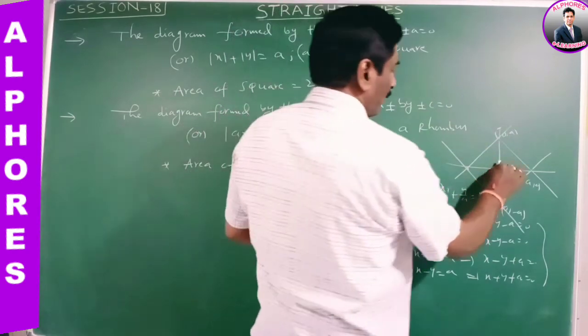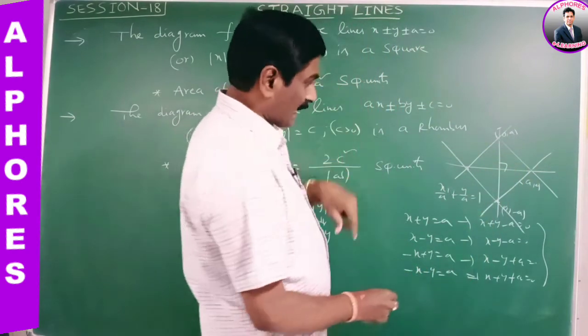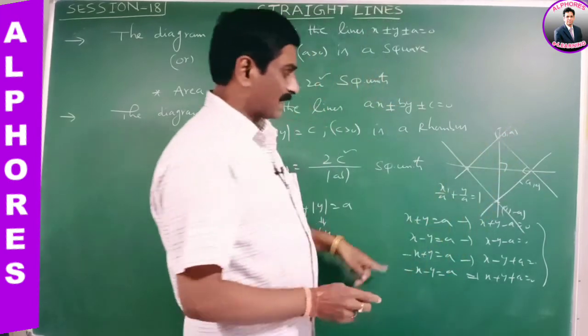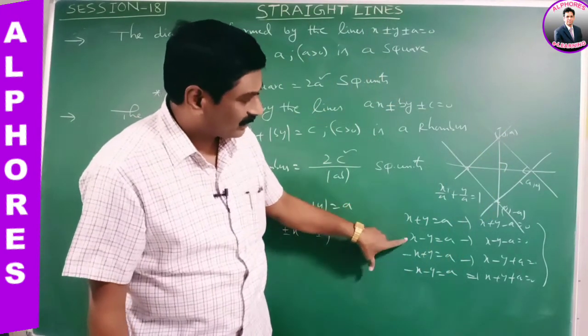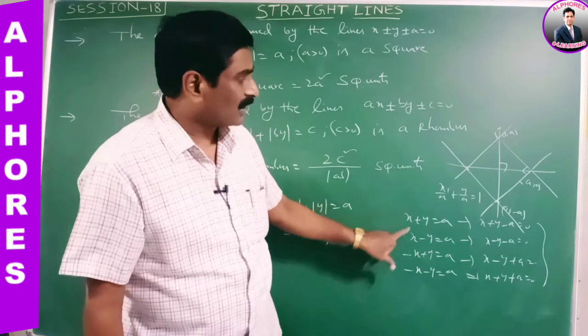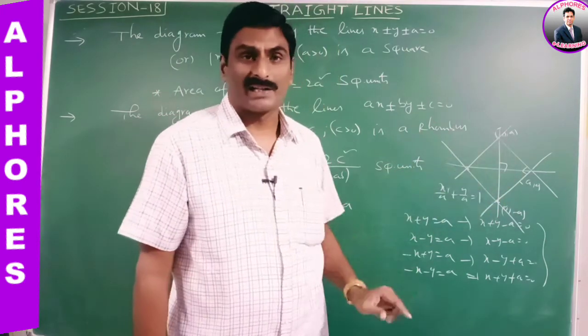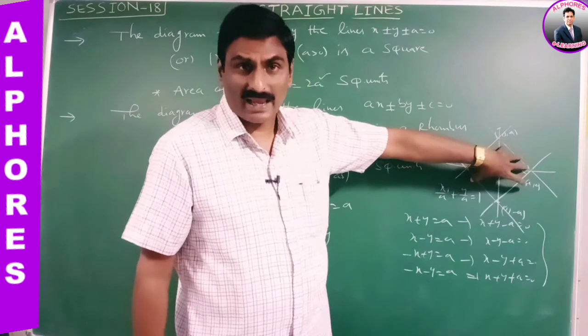Okay, at the origin the angle between these lines is 90 degrees, and at the same time each angle is equal to 90 degrees. Please observe this value. Its slope is minus 1. This slope is plus 1. M1 M2 is equal to minus 1. That means each angle is equal to 90 degrees. So the diagram formed by these lines is a square.